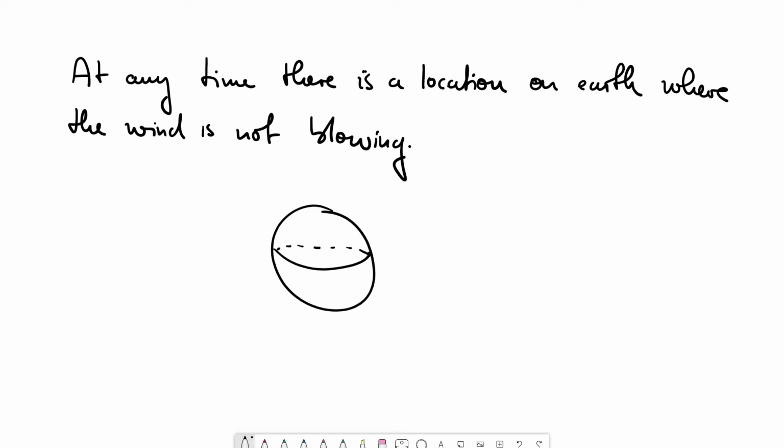Here's the two-sphere, and for example here, the wind is given by a vector which is tangent to the two-sphere. So we assume the wind doesn't blow from top to bottom. That's what we assume in this model. And a tangent vector like that is perpendicular to the line that we draw from the center of the sphere to this point.